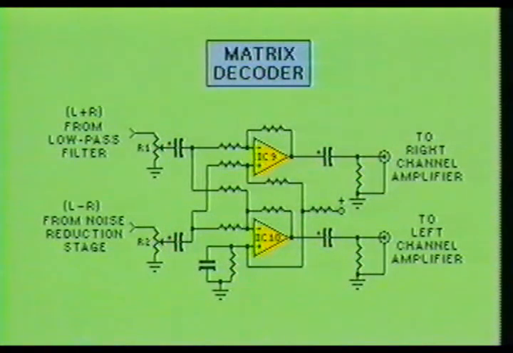Both L+R and L-R signals go to IC9 and IC10, which are two op-amps. The L+R signal goes to the inverting input on IC9 and IC10. The L-R signal goes to the non-inverting input on IC9 and the inverting input on IC10. IC9 functions to isolate the right audio channel, while IC10 isolates the left audio channel.